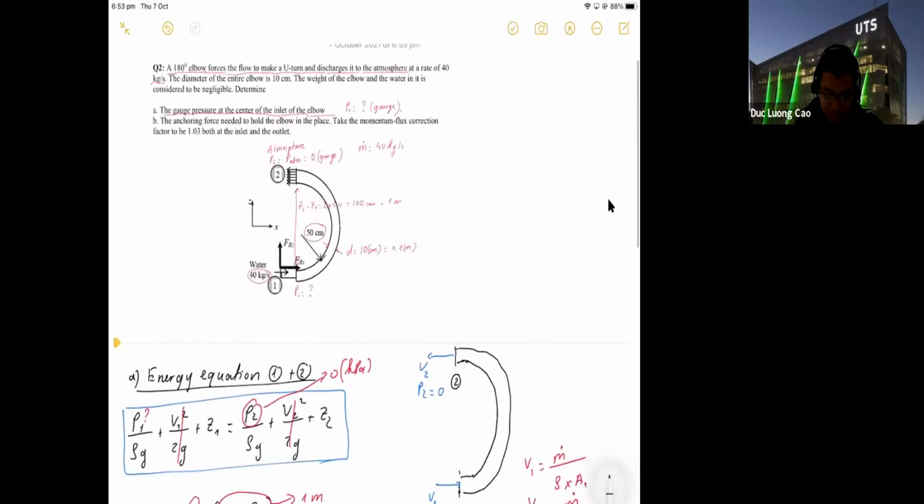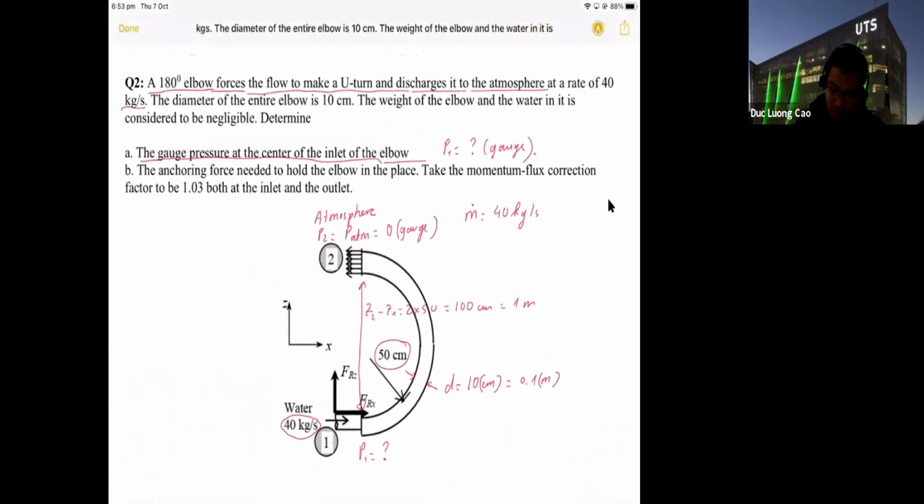Okay, I use this one first. This one is X, this one is Y. Okay. It means we will have to hold this elbow in this place. We have to apply a force to this elbow.